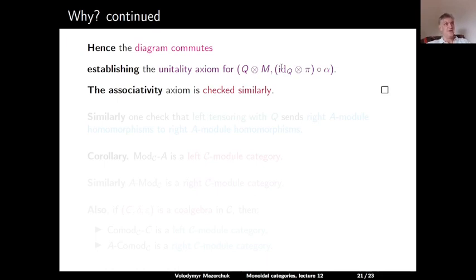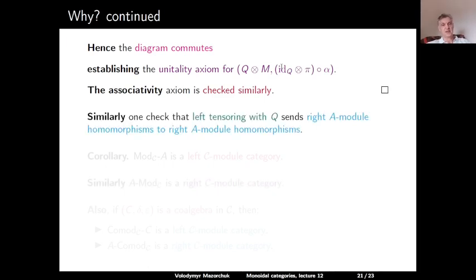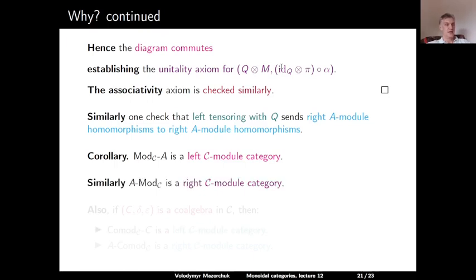In other words, if we have a right A module, we can tensor it on the left with anything in C, and we get a new right A module. And similarly, one checks that left tensoring with anything in C sends right A module homomorphisms to right A module homomorphisms. Corollary: the category of right A modules in C is actually a left C module category. Exactly analogously, one shows that the category of left A modules in C is a right C module category.